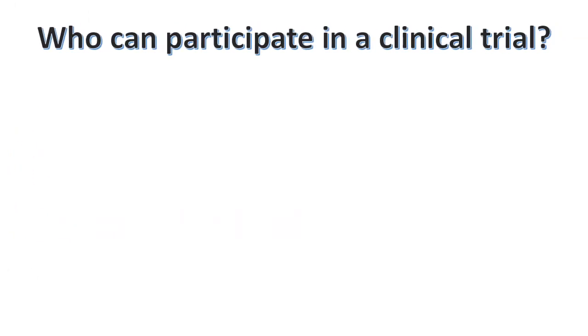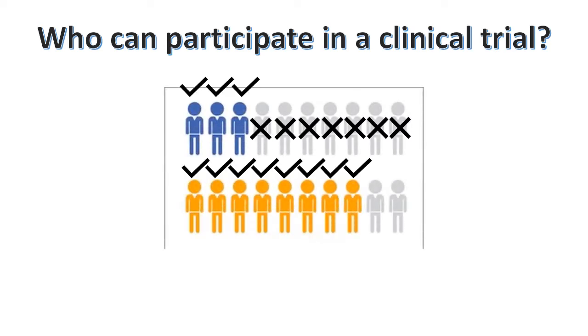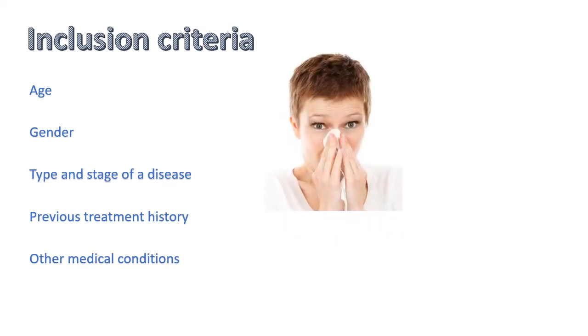Who can participate in a clinical trial? Each trial has specific inclusion and exclusion criteria to determine the exact patient population that may participate. Inclusion criteria are based on factors such as patient age, gender, the type and stage of a disease, previous treatment history, and other medical conditions. Some clinical trials seek participants with illnesses or conditions to be studied in a clinical trial, while others need healthy participants.